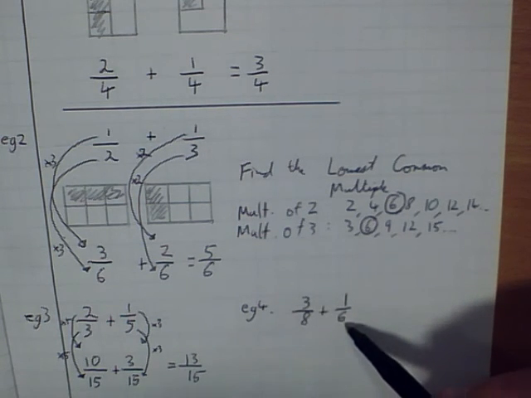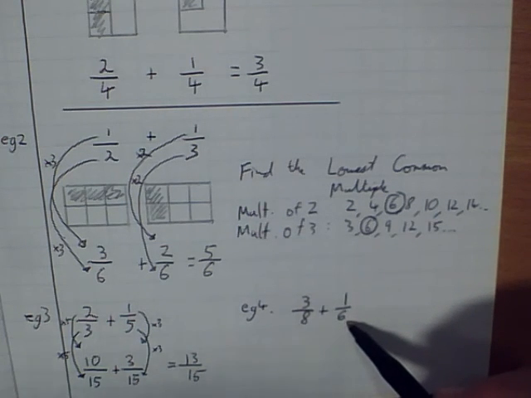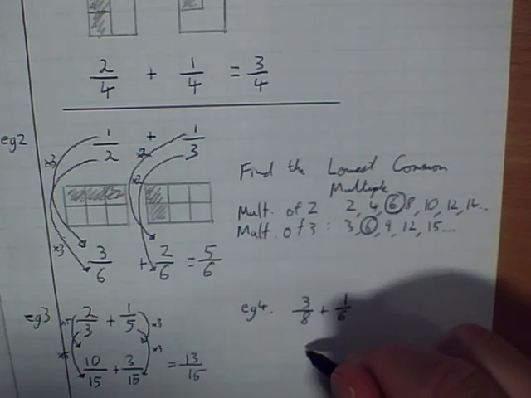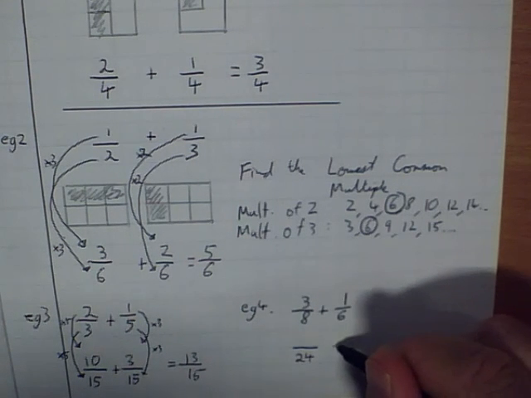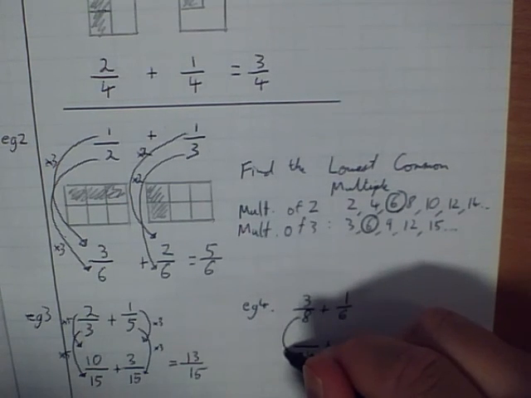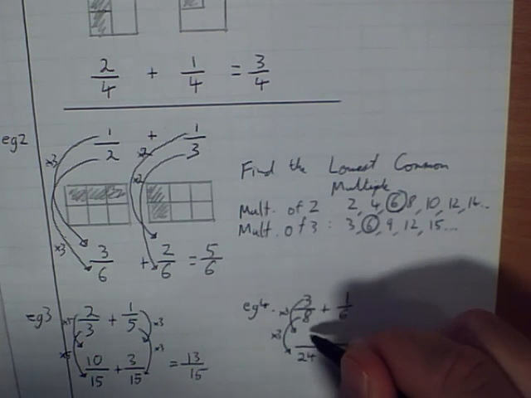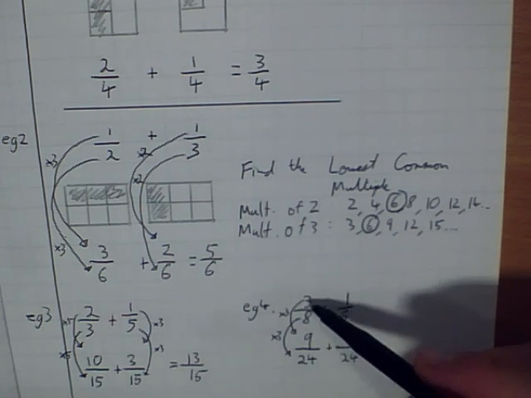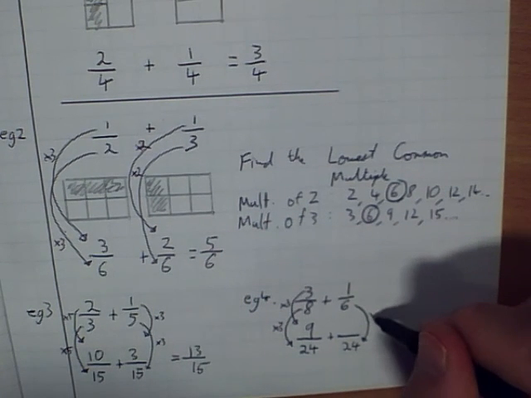So I'm going to put it out of 24. Now, 8 was times by 3 to get to 24. So the 3 will also have to be times by the same amount to create my equivalent fraction, which is 9/24. So 3/8 is equivalent to 9/24. What was 6 times by to get to 24? It was times by 4. So 1 has to be times by 4. So 1/6 is equivalent to 4/24. I add them together and I've got 13/24.